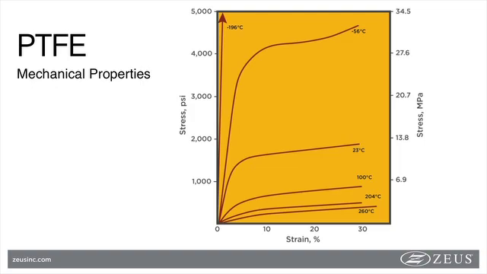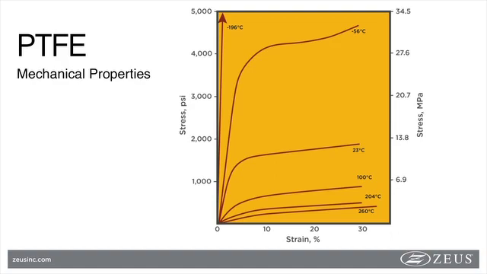PTFE also retains its pliability at low temperatures with gradual change in its mechanical properties as a function of temperature. On this slide, you can see a comparison of mechanical stress versus strain curves of PTFE at different temperatures. Around room temp, 23 degrees Celsius, the material behaves like a typical thermoplastic, where the elastic region extends until the yield point, after which continuous extension results in increased stress due to strain hardening and eventual fracture.